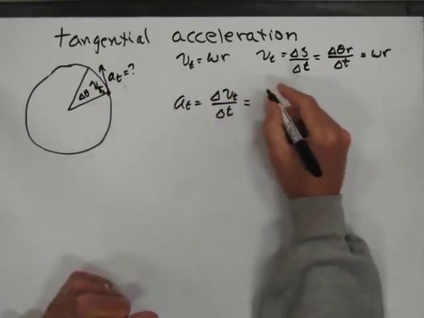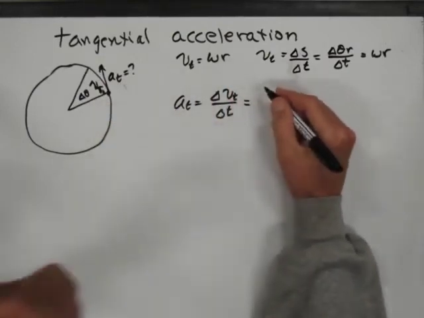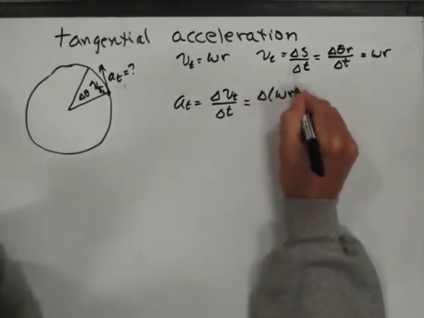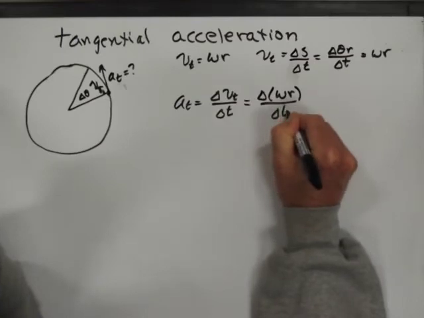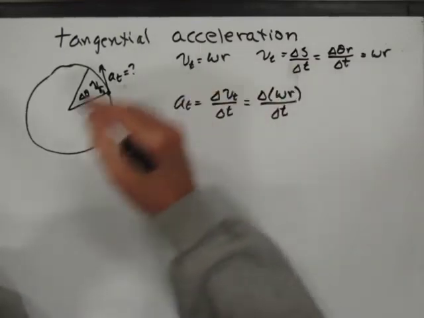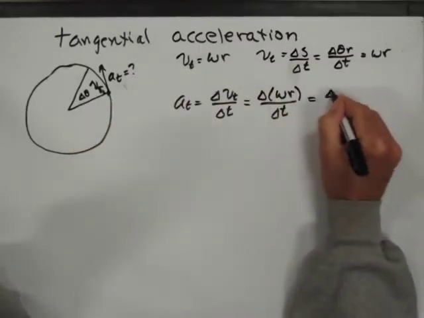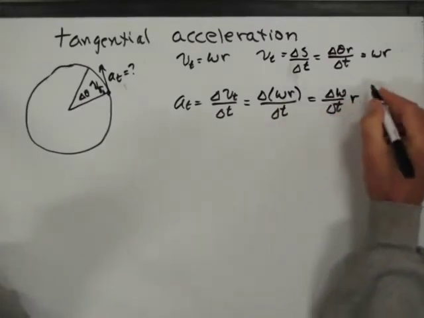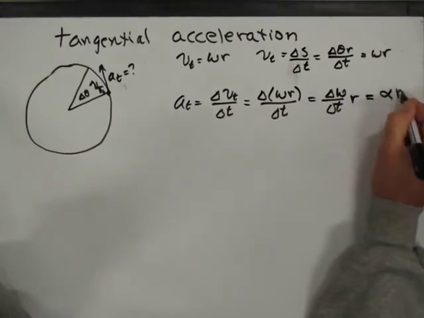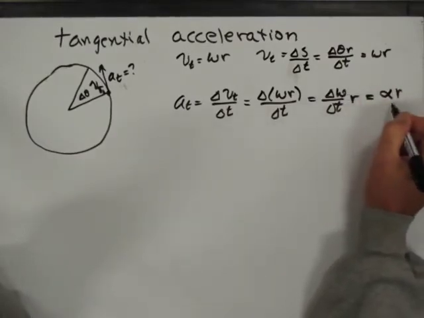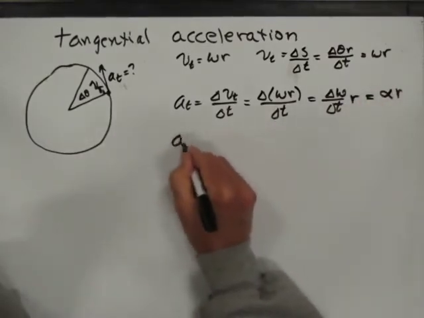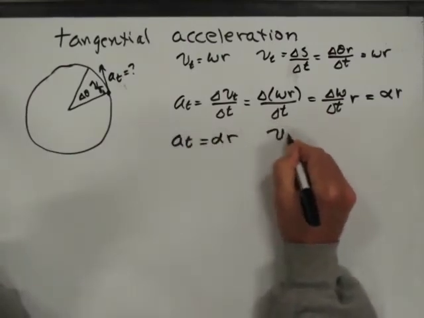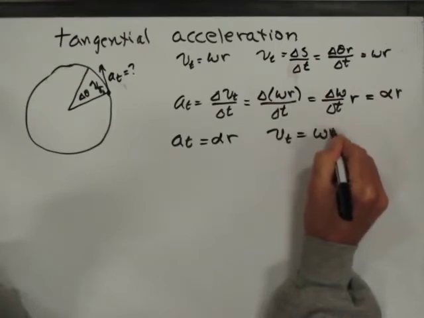And so that's equal to the change in omega r over the change in time. But r doesn't change. If it's a circle, r doesn't change. And so it's just delta omega over delta t times r. But that's just equal to alpha times r, right? Because we just said delta omega over delta t is alpha. And so the tangential acceleration is alpha r, just like the tangential velocity is omega times r.